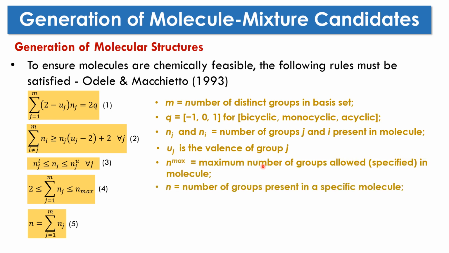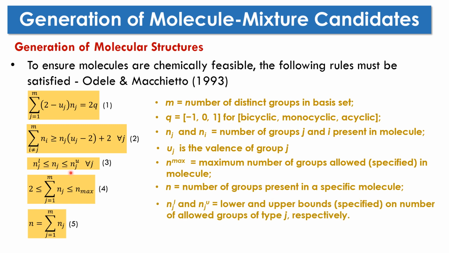And then we have n max, which can be found in equation rule number 4. So n max is the maximum number of groups which are allowed, which we specify in the molecule. Like in the previous example, the maximum number of groups that we set is 3, right? And n can be found in equation rule 5. So n is the number of groups present in a specific molecule.